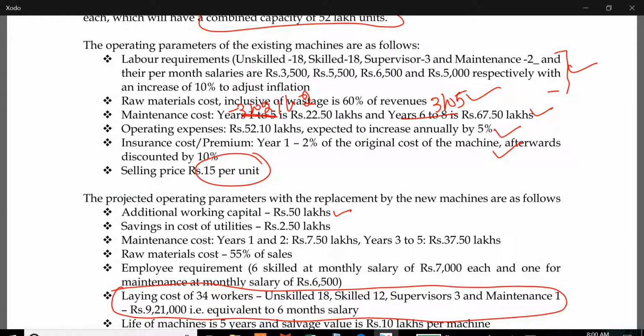The calculation is 8 machines into 18 lakhs into 2% divided by 1.1, which is year 2, again divided by 1.1, which is year 3, again divided by 1.1, which is year 4, the coming year. The coming year is called year 4.